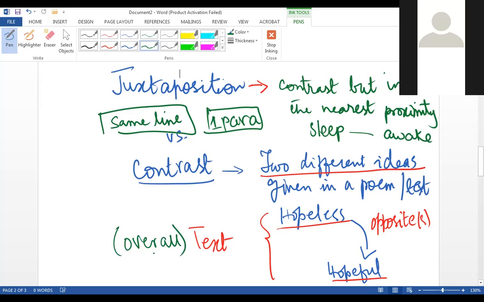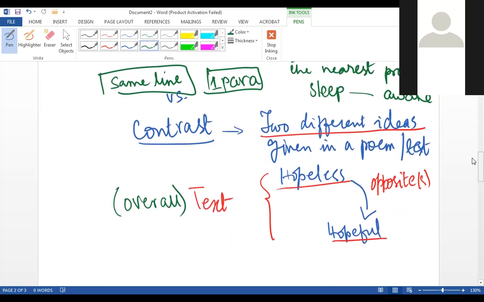Is this clear? Juxtaposition: two different ideas together, but in the nearest proximity. Contrast: two different ideas given in a poem or a text, but they will be given at the start and towards the end of the text. Text means a passage, a little extract that will be given in the exam paper or your practice worksheets. If there is any confusion, please do let me know. Safat has responded. What about Mahnur?